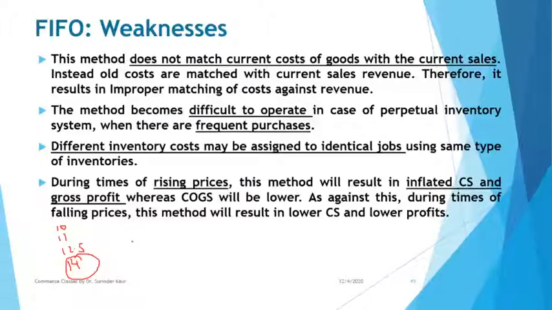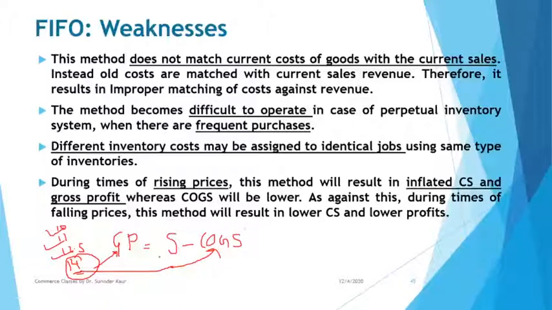Because in case you remember, what is gross profit? Gross profit is sales minus cost of goods sold. And if you remember, cost of goods sold is inversely related with the closing stock. So if your closing stock is more, your cost of goods sold will be lesser, because cost of goods sold is now from the initial lots. So your cost of goods sold is going to be lesser, your closing stock is going to be higher, and your profit will also be higher, isn't it?